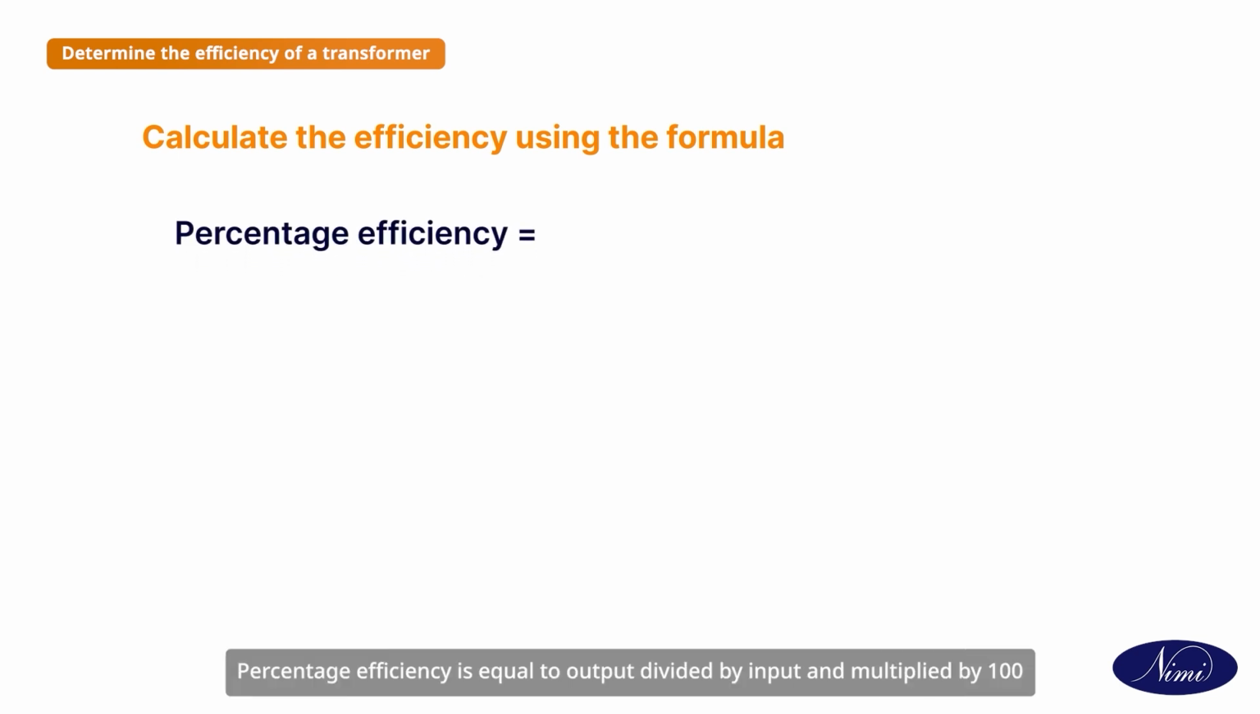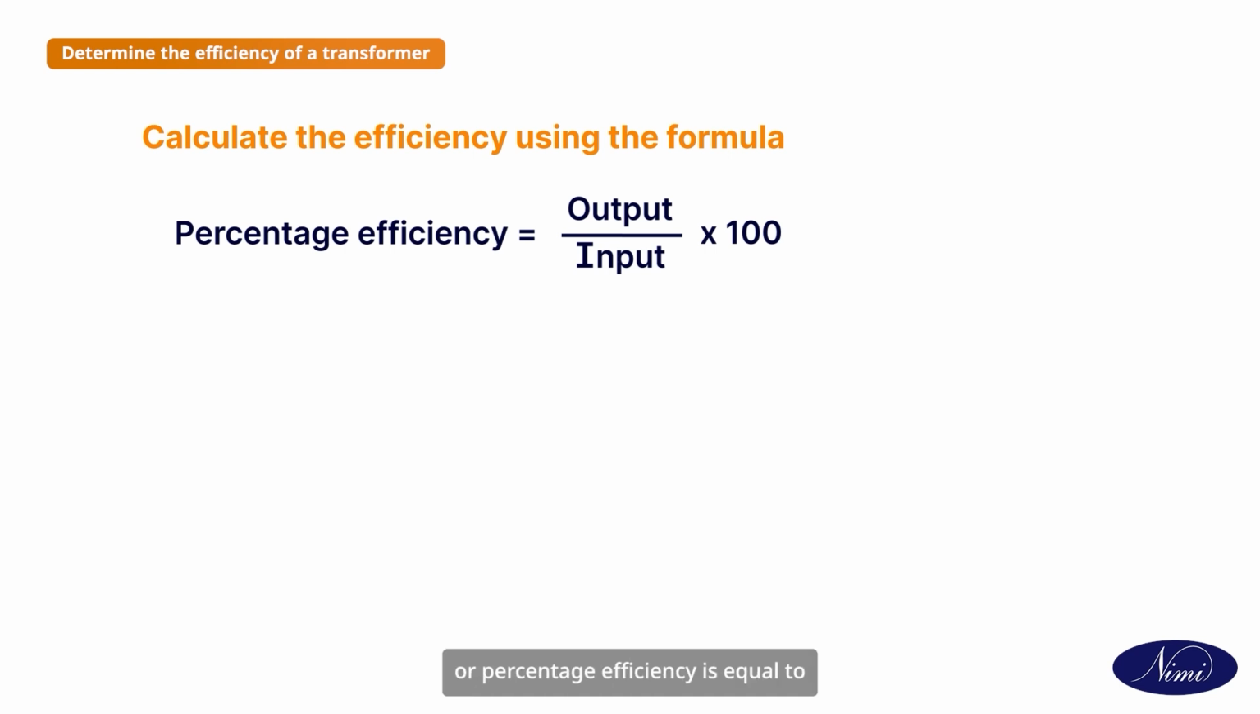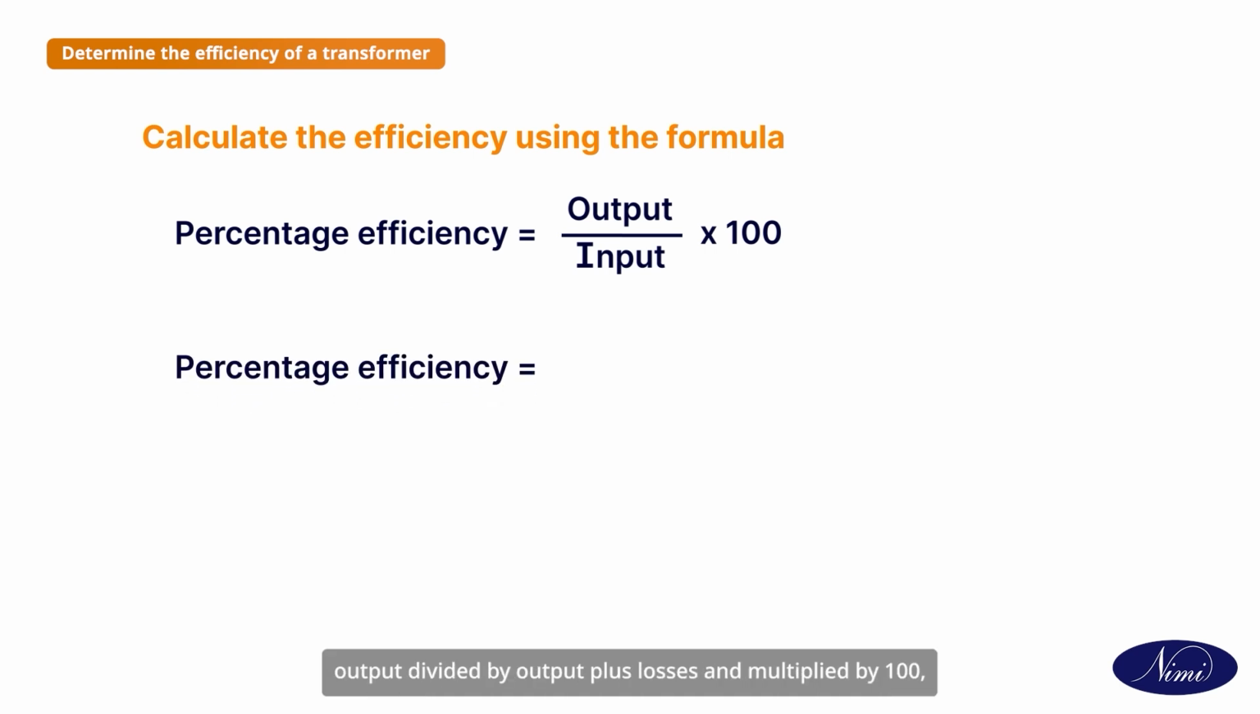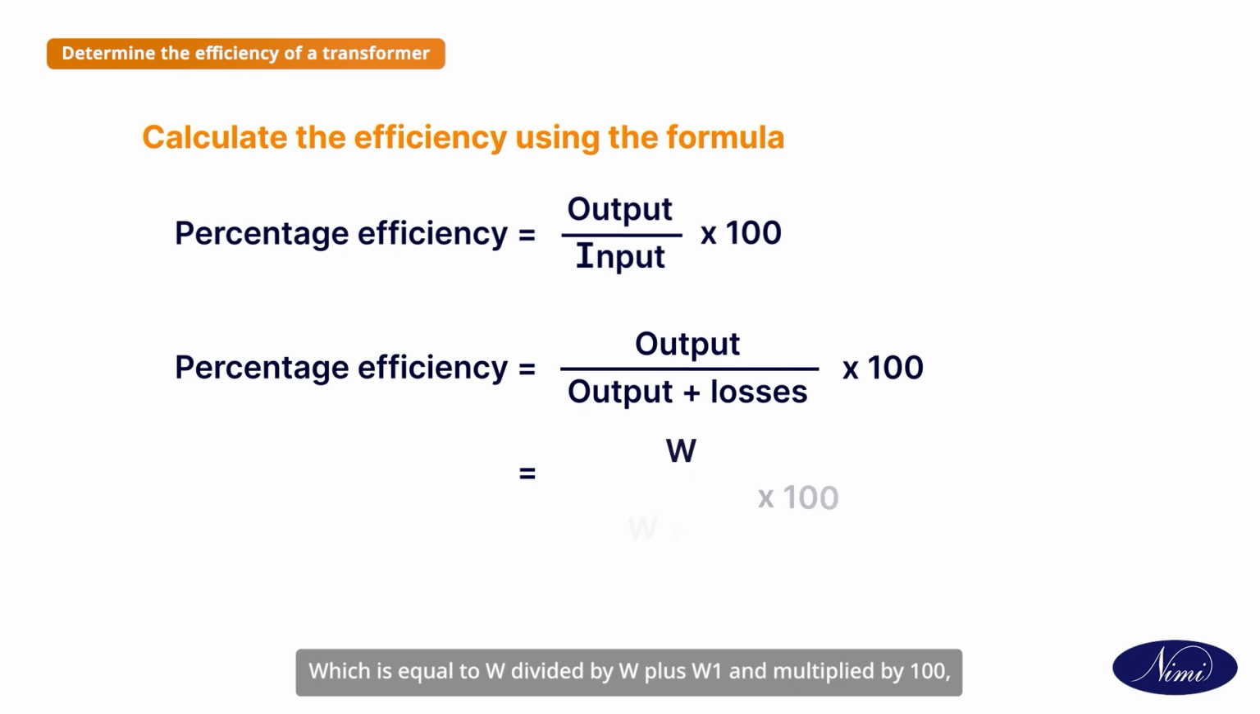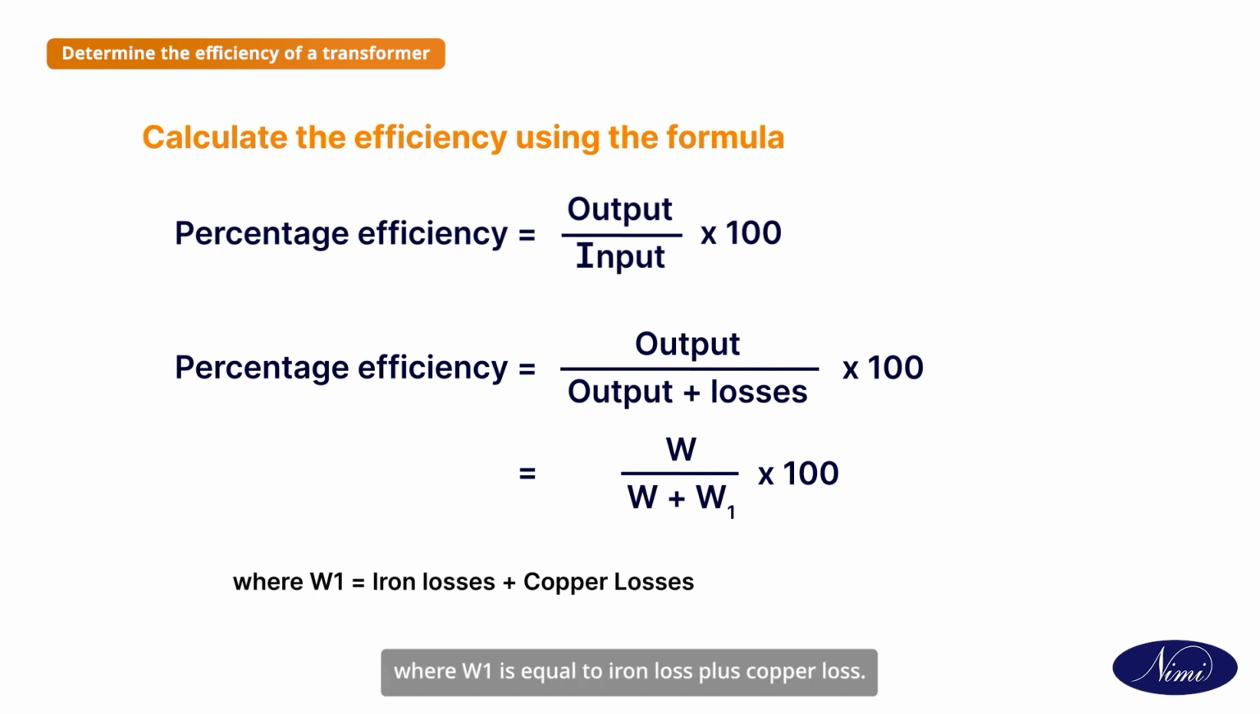Percentage efficiency is equal to output divided by input multiplied by 100, or percentage efficiency is equal to output divided by output plus losses multiplied by 100, which is equal to W divided by W plus W1 multiplied by 100, where W1 is equal to iron loss plus copper loss.